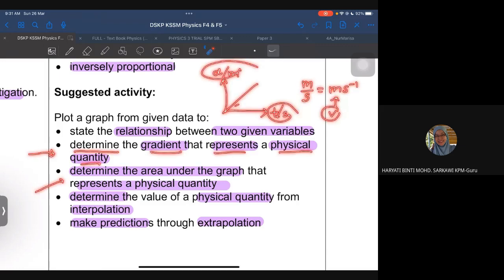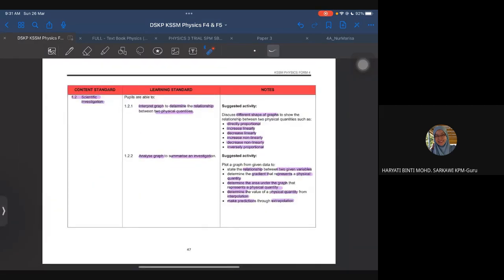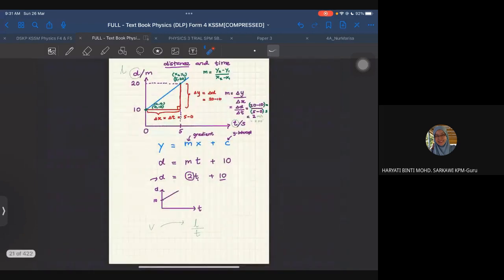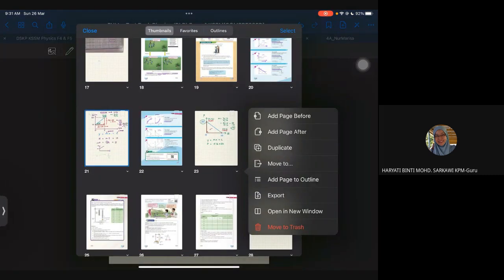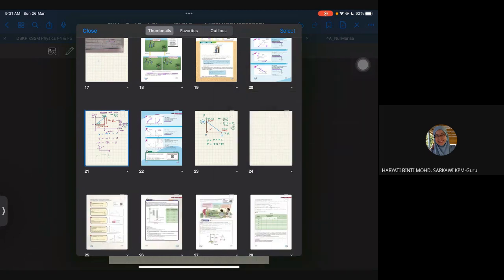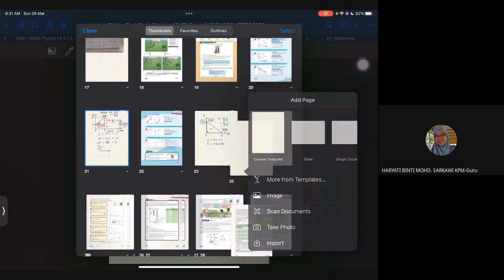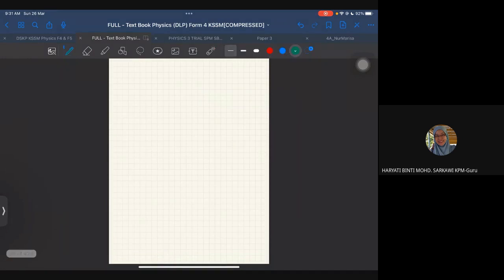Boleh, ha? Okay, next one. Look at this. Determine the area under the graph that represents a physical quantity. This is another one. Okay, what is area under graph? Come, I give you an example. So let's say we have another graph. I love to use a graph of velocity against time. This will be interesting. This is actually chapter 2, but knowing this earlier will be good.